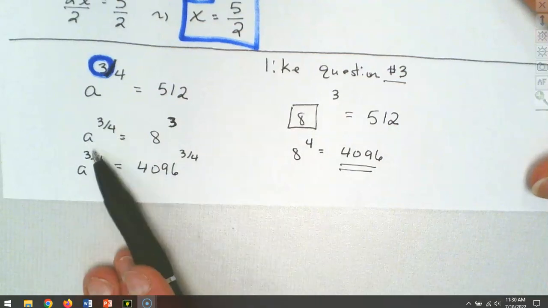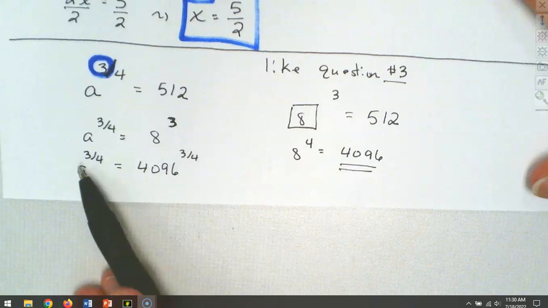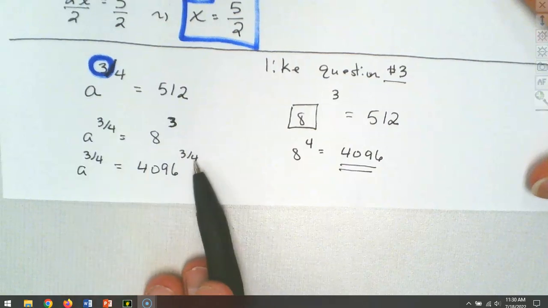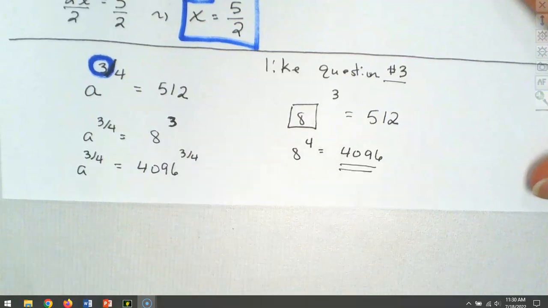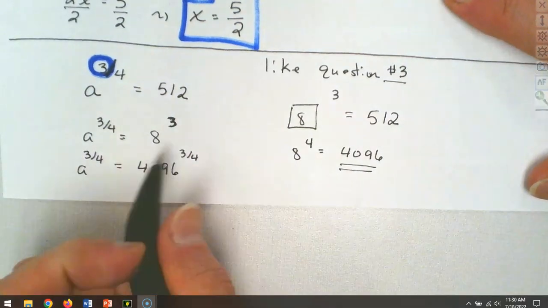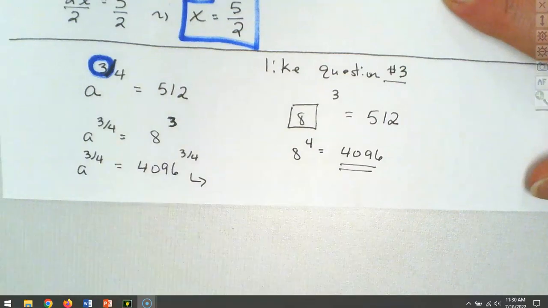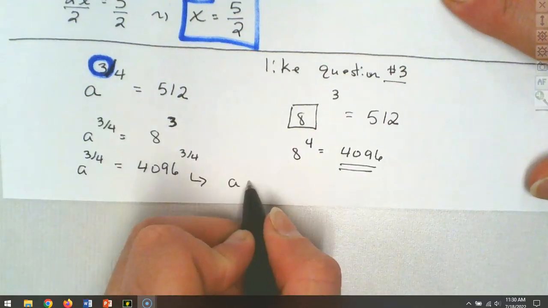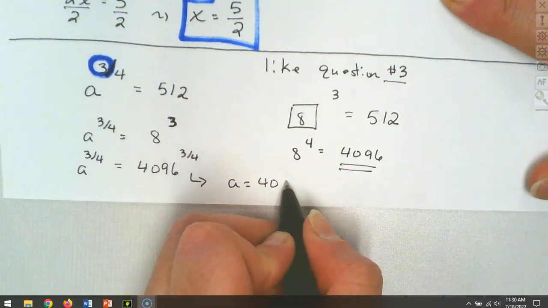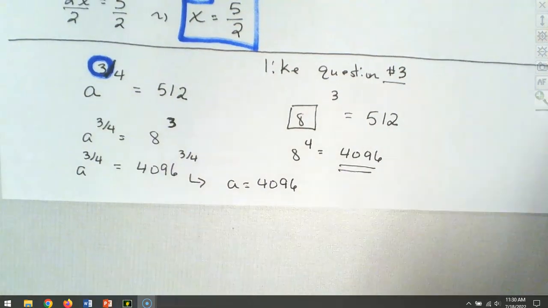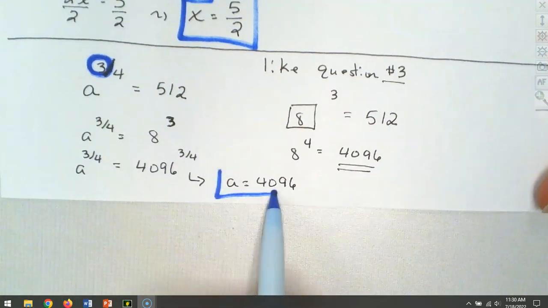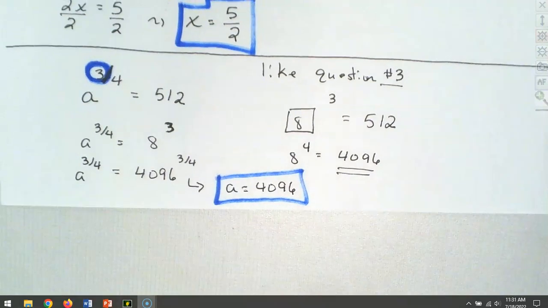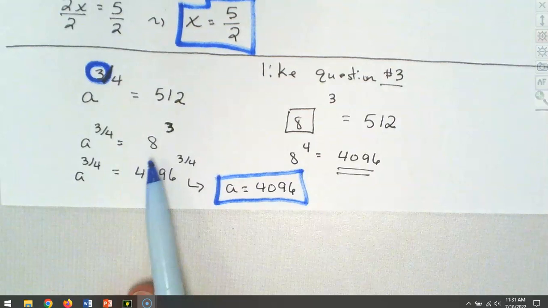And then we still need to deal with that fraction. So that means we had to take it to the 4th power to make this work, because the exponents have to be the same. Now, the exponents are the same, so the bases must be the same. So A is now going to be 40/96, because if we make this a fraction, that's going to increase that base.